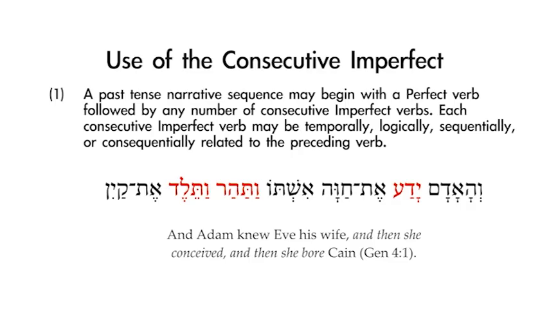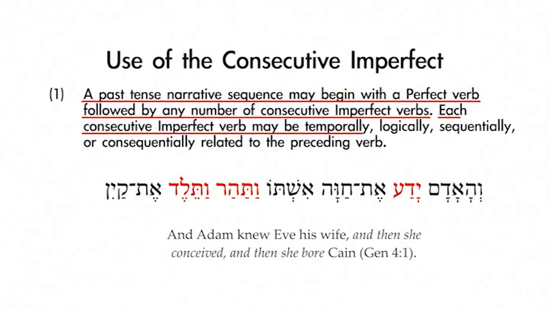Let's take a look at the use of the consecutive imperfect, and we're going to look at the three basic uses of the consecutive imperfect. The first use of the consecutive imperfect is for past tense narrative sequences. A past tense narrative sequence may begin with a perfect verb, followed by any number of consecutive imperfect verbs. Each consecutive imperfect verb may be temporally, logically, sequentially, or consequentially related to the preceding verb.